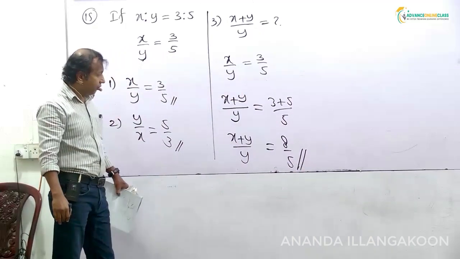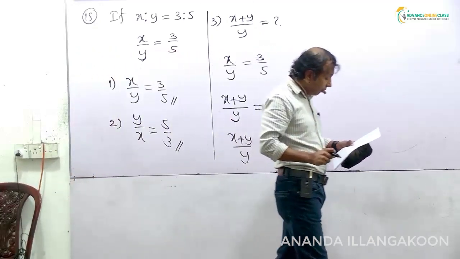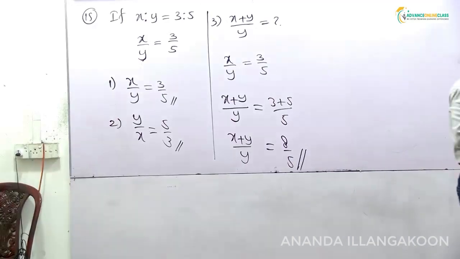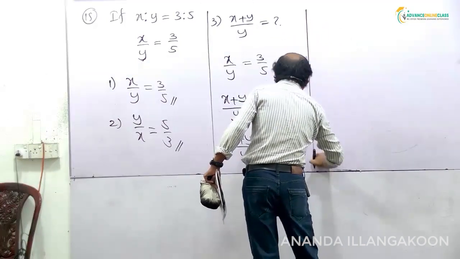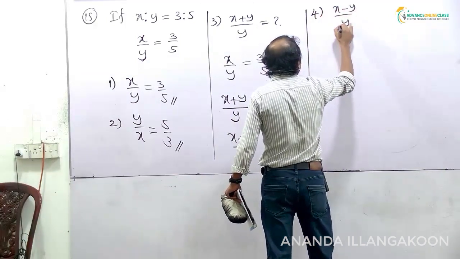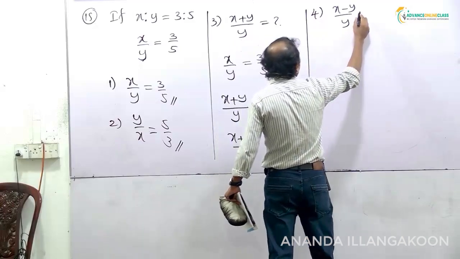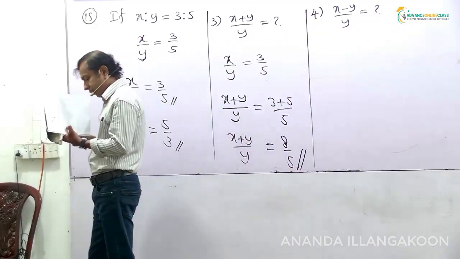(x + y)/y is equal to 8/5. Correct, no? Like that, take the answers for the rest. Take the answer for the fourth and fifth one. Right, take the fourth and fifth using the same properties.